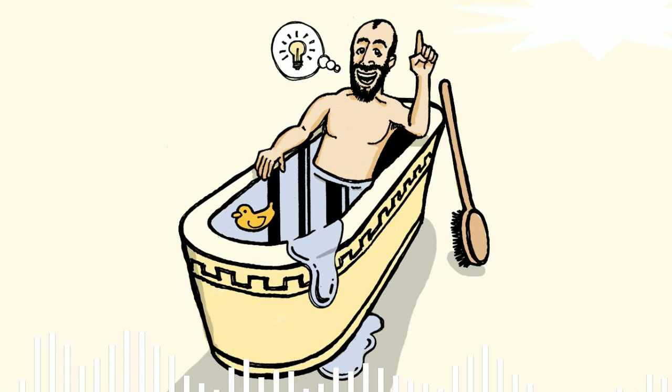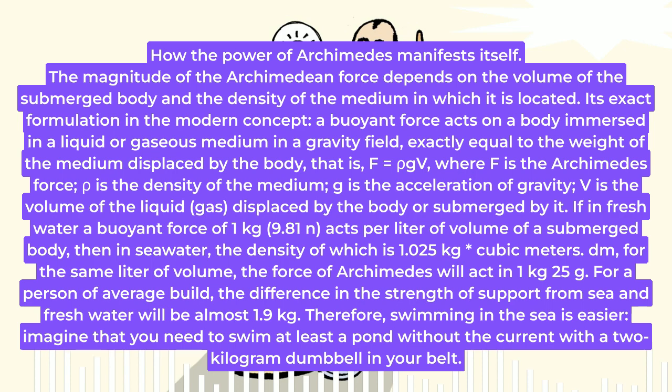If we imagine that the force of gravity on Earth suddenly disappeared, then all ships in the seas, oceans, and rivers would go to any depth from the slightest shock. But the surface tension of the water, which does not depend on the force of gravity, would not allow them to rise up, so they would not be able to take off, and everyone would drown. How the power of Archimedes manifests itself.